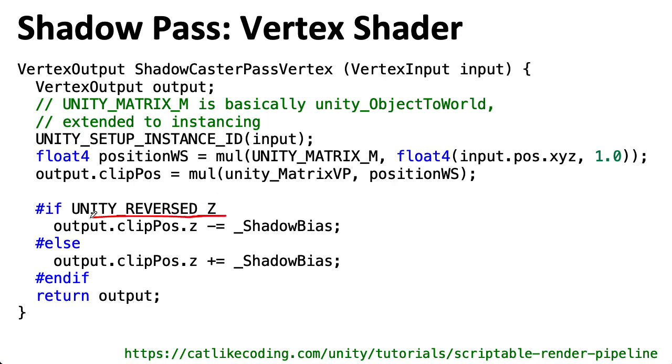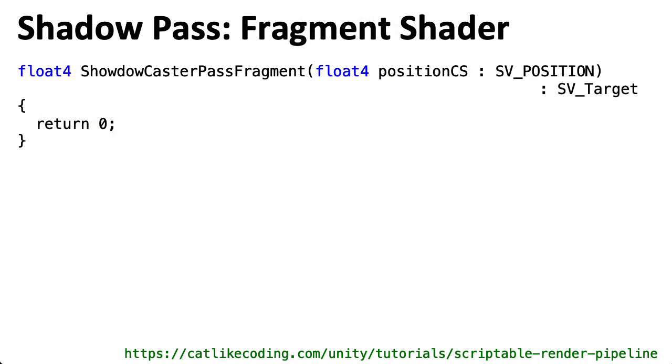Fortunately, Unity sets this Unity reverse Z flag to indicate which one we need to do. So the GPU is going to use the X and Y values of the clip position to figure out which pixels to draw, and it's going to use the Z values to figure out what to write in the depth buffer. But we're not actually needing anything in the color buffer at all. So the fragment shader is the simplest one we've ever looked at. It just returns 0 just so the compiler won't complain.